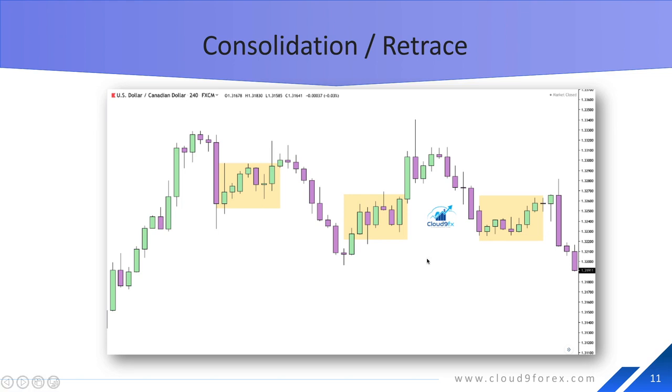So consolidation and retrace. This is what I mean. Price comes down, consolidates, continues down. Then consolidates, pulls back, continues down. Consolidates, pulls back, continues down. So it needs to have a consolidation and retrace.